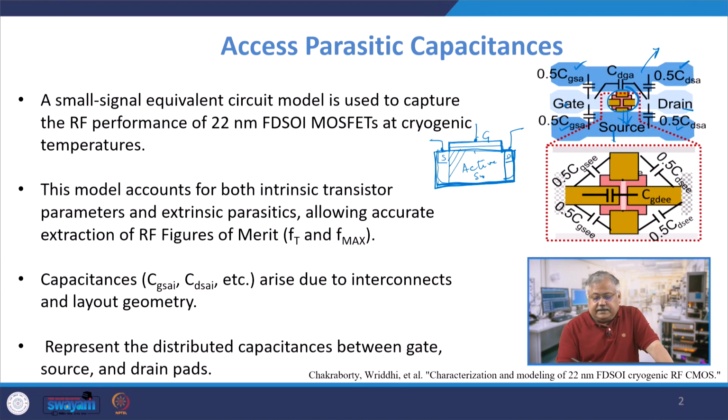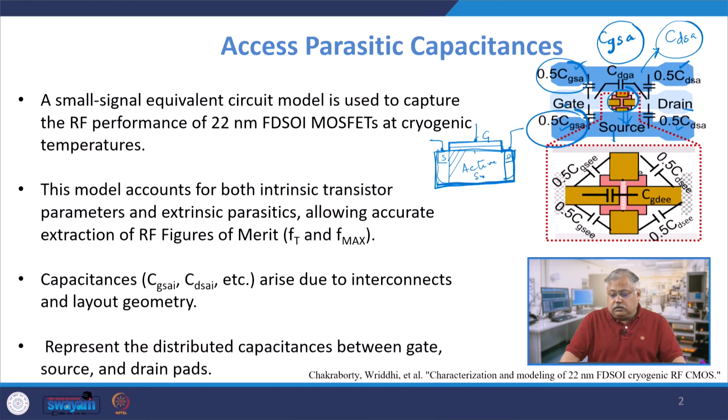So, what we say is that we divide the whole thing into two parts, 0.5 on this side and 0.5 on the other side, so that the total value of gate to source in the A part is given by this. Similarly, for CDSA, it is 0.5 here and 0.5 here, and if you add these two together, I will get the total drain to source equal to CDSA. Now, the idea here is that these are all extrinsic capacitances.